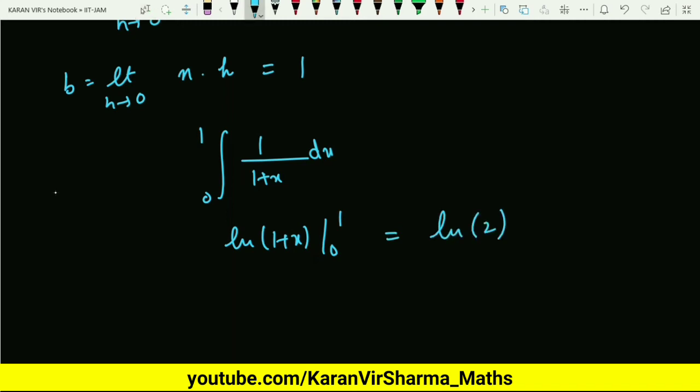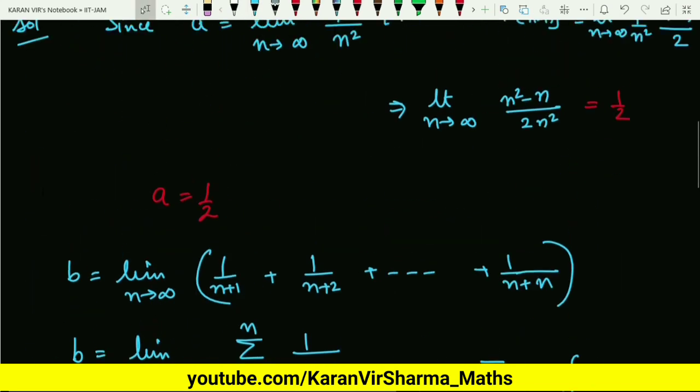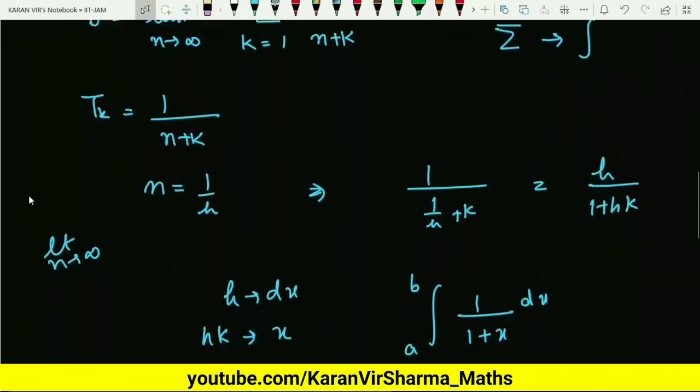So this is the value of B, and we have already calculated the value of A, which is 1/2. Since in the examination we are provided a calculator, you can directly calculate the value of B. This will come out to be approximately 0.693. So on calculating this value, you can easily see that the second option comes out to be correct: A is less than B.